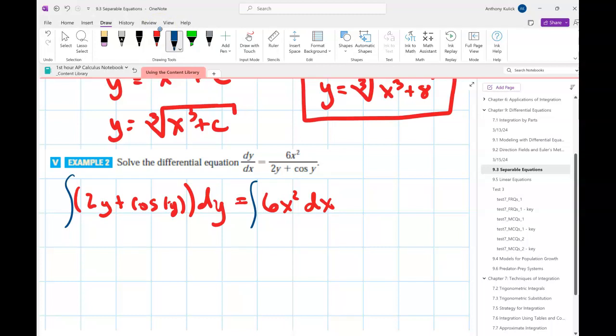Integrate both sides. The integral of 2y is y squared. The integral of cosine is negative sine. The integral of 6x squared is, yeah, 6x squared, Mr. Public. Yeah, and yes, good. And then I'll tack the plus c on at the end.